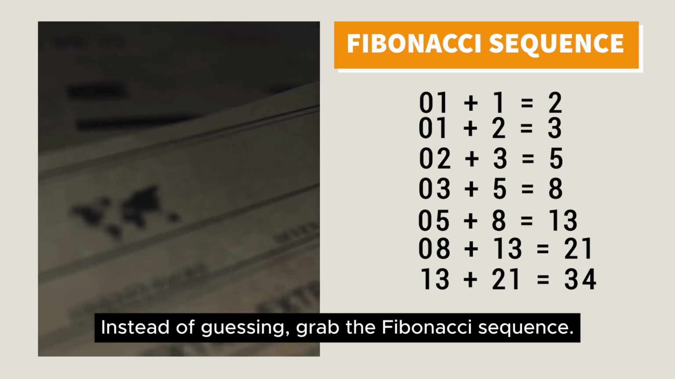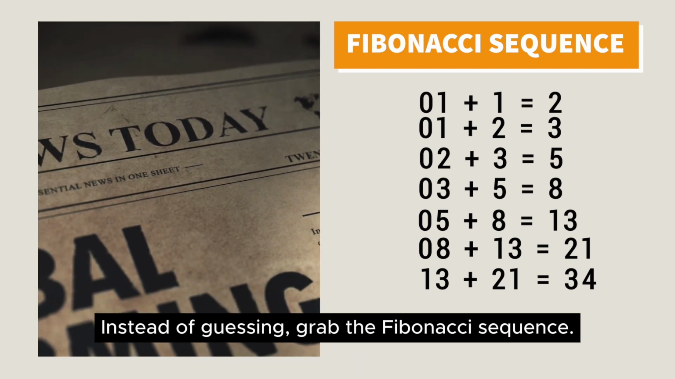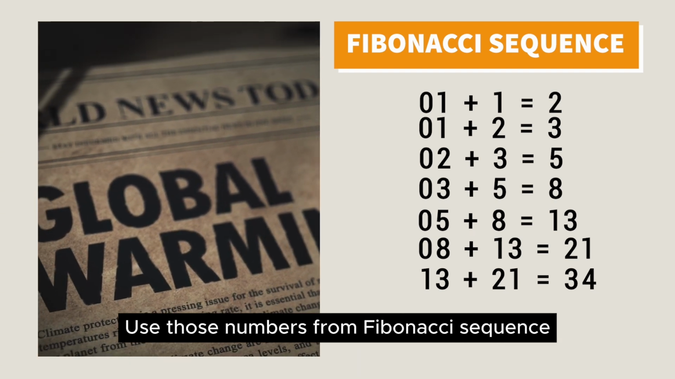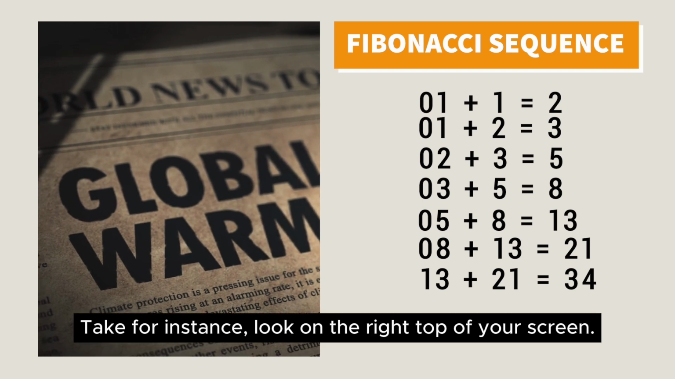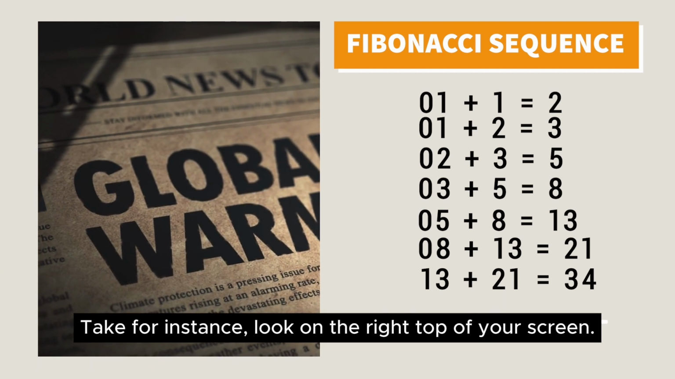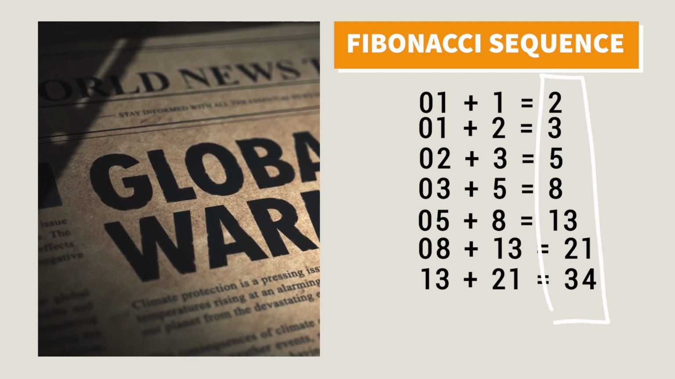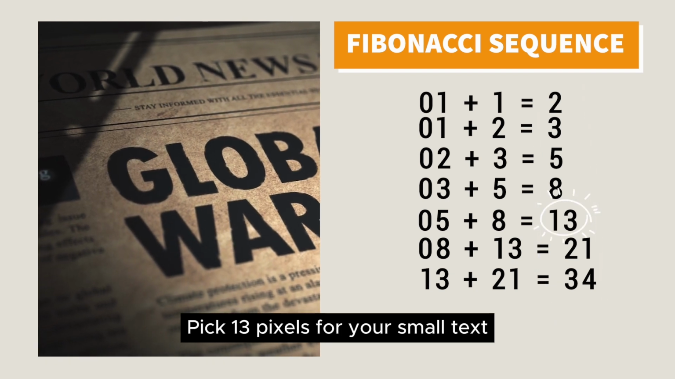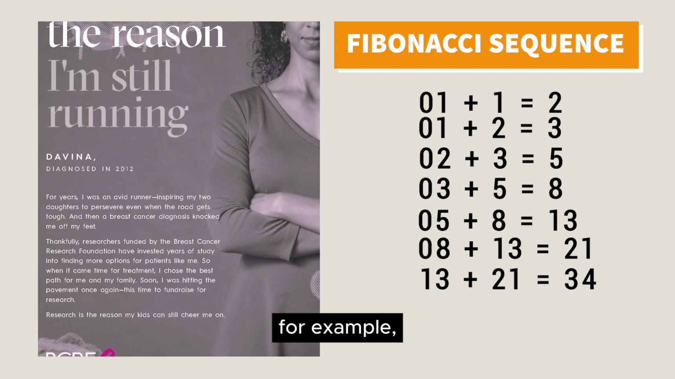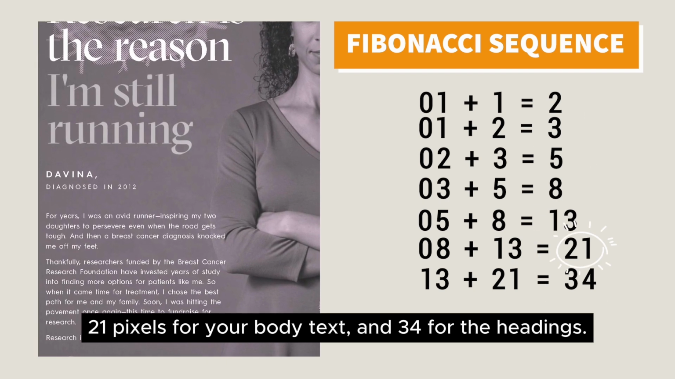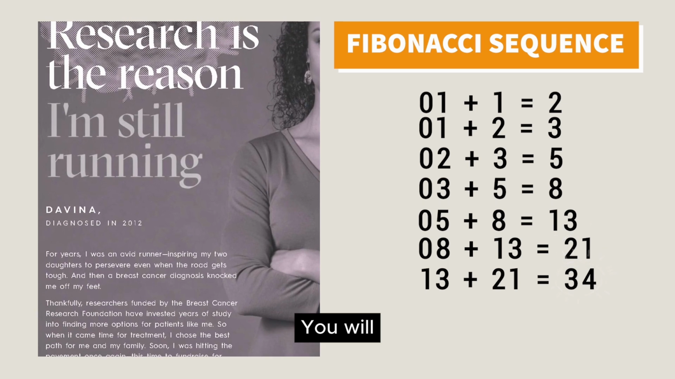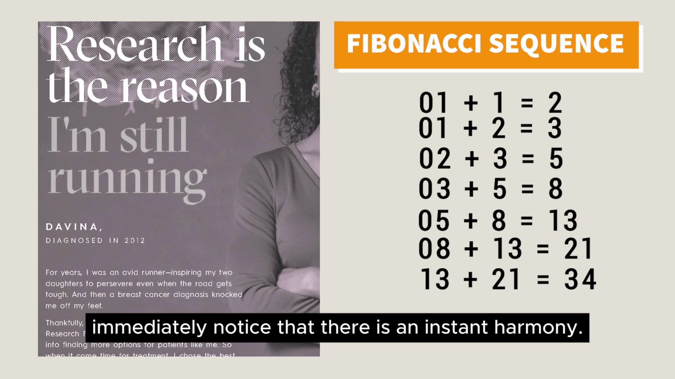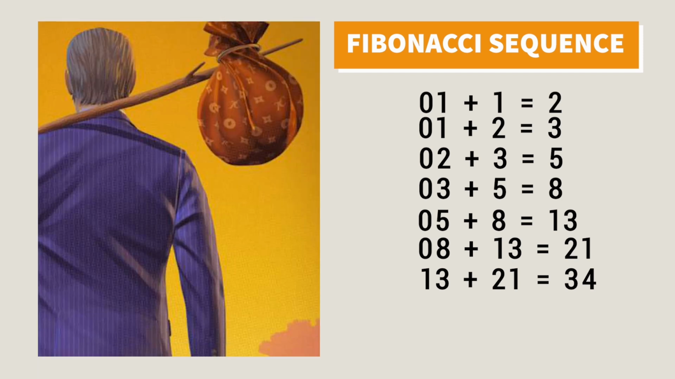Instead of guessing, grab the Fibonacci sequence. That's what it is there for. Use those numbers from the Fibonacci sequence for your font sizes. Take, for instance, what you see on the top right of your screen. Pick 13 pixels for your small text, for example, 21 pixels for your body text, and 34 for the headings. You will immediately notice that there is an instant harmony.